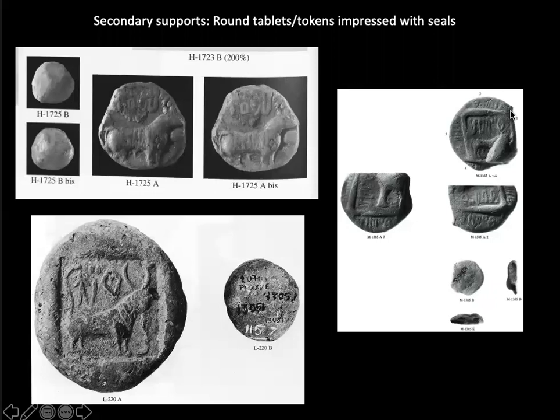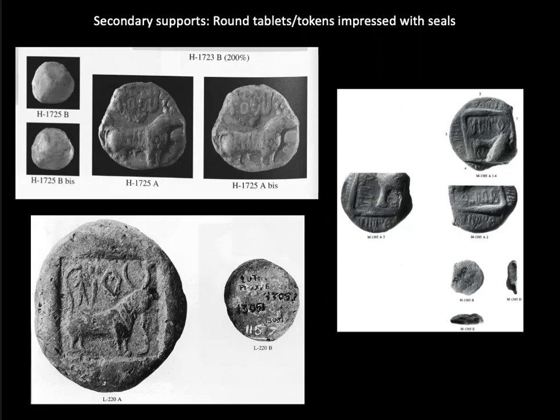While the administrative sealings form the bulk of the secondary supports in most ancient cultures where seals are commonly used and are therefore an expected element of the seal and seal-related corpus that we find, in the Indus they're accompanied by a large number of other sealed and molded artifacts whose function is less obvious. The first of these are impressed tokens in various forms, and these can include round tablets or tokens that are impressed by seals. We see a number of them here.